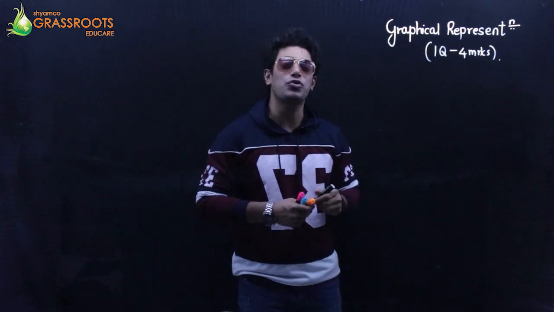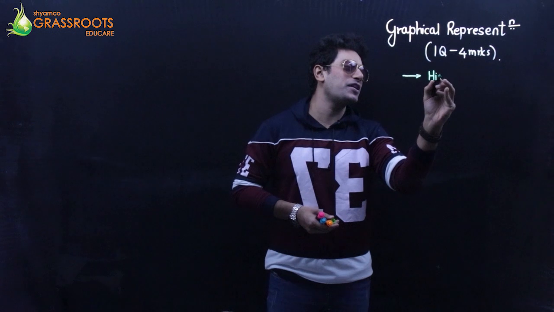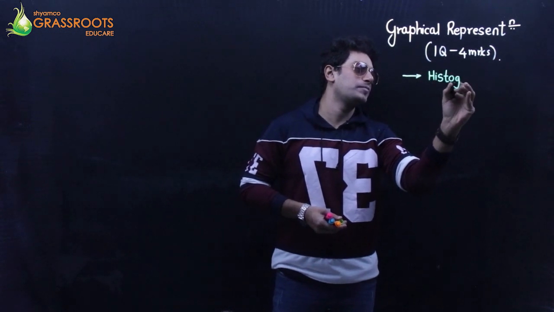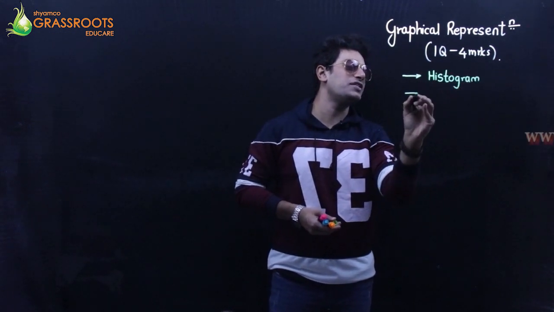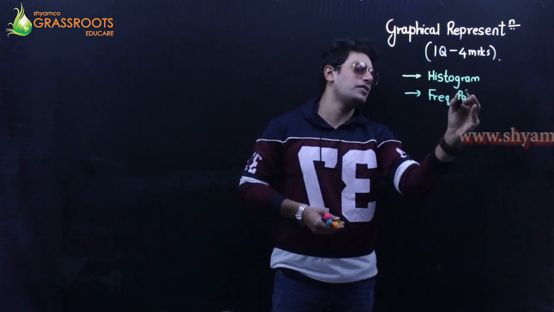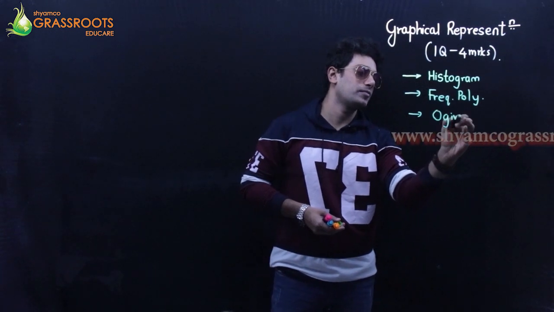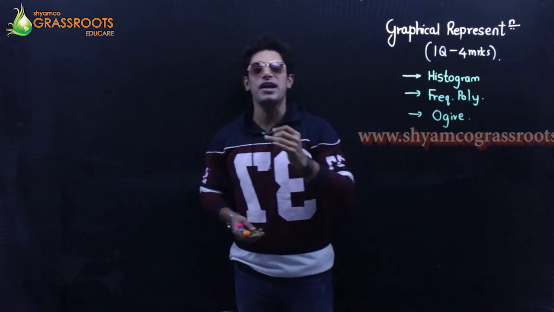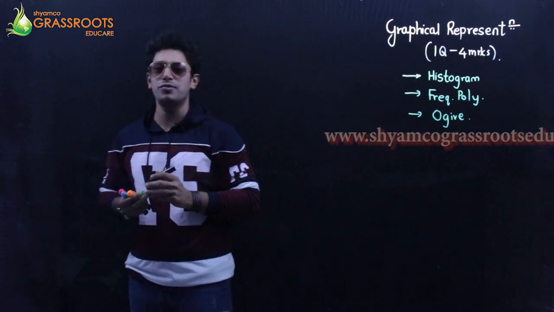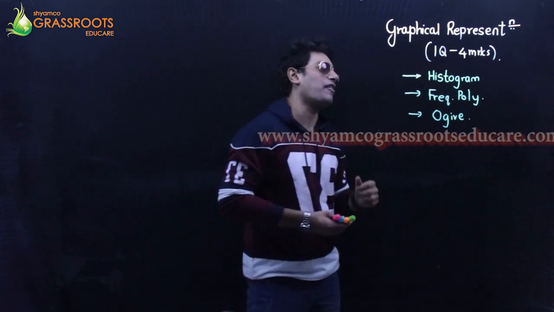In this chapter, what do we exactly study? We're going to study 3 things, 3 concepts. One of them is a histogram. Second is a frequency polygon. And the third one is an ogive. So these are the 3 representations in terms of statistical analysis, in terms of graphs.